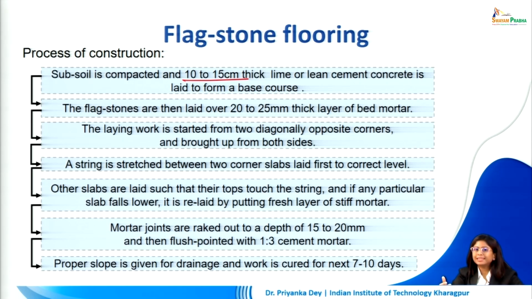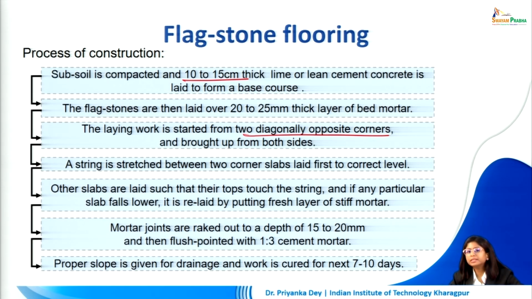The flagstones are then laid over a certain mortar bed, minimum 15 mm. We can go up to 20 to 25 mm thick layer of mortar bed. The laying work is started from 2 diagonally opposite corners and brought up from both the sides. So, we are starting from 2 ends meeting in the middle. A string is stretched between the 2 corner slabs laid first to correct the level. We want to do it exact in the right level. We do not want undulations on our floor. Now, other slabs are laid such that their tops touch the string, and if any particular slab falls lower, it is relaid by putting a little bit more stiff mortar underneath.